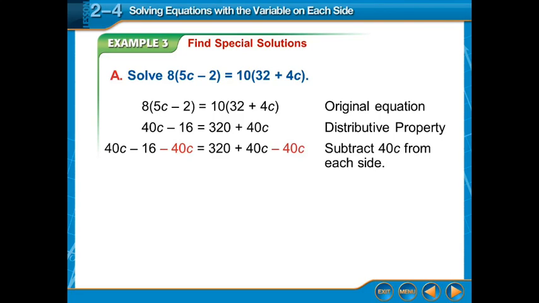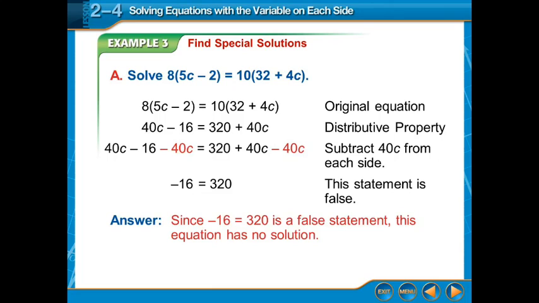Now, if you subtract 40c from both sides of the equation, you'll see that you get a value of negative 16 equals 320. That's a false statement. And so in your false statement, you should have a line right here that shows the mathematical symbol for a false statement. So since negative 16 can't equal 320, it's a false statement. In this case, this equation has no solution.